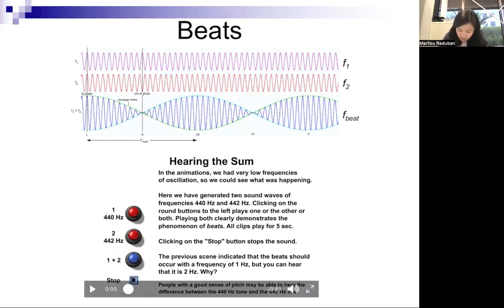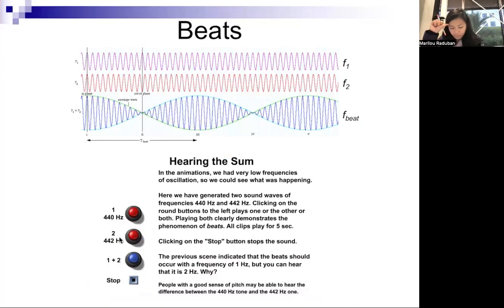So listen to this video. Here we have two waves with slightly different frequencies. One with 440 Hertz and another one with 442 Hertz. This is how a 440 Hertz sounds like. And this is how a 442 Hertz sounds like.